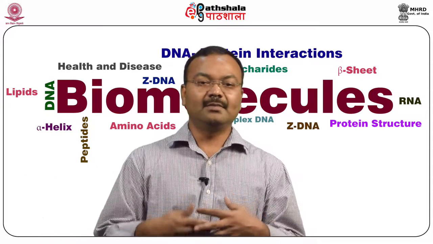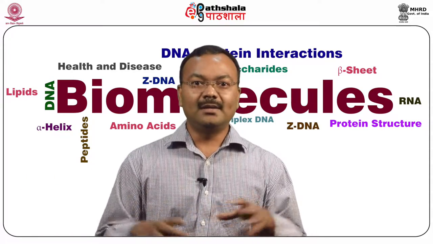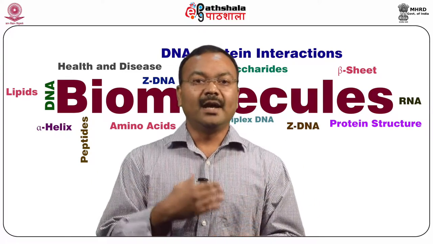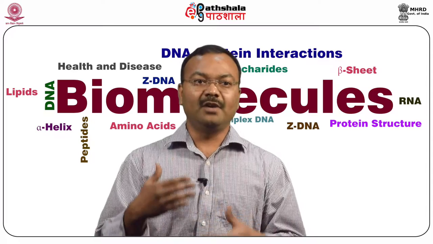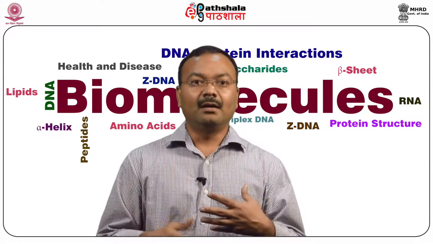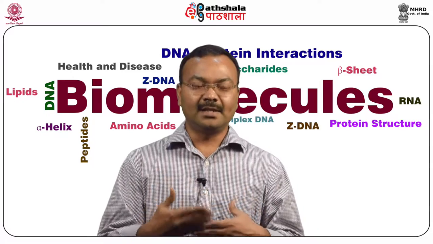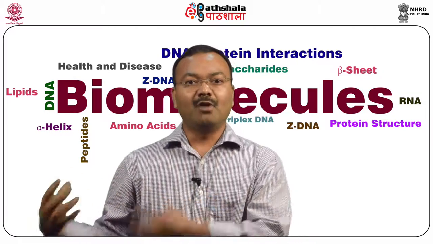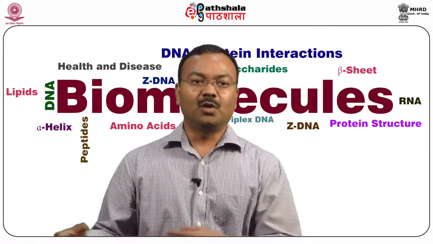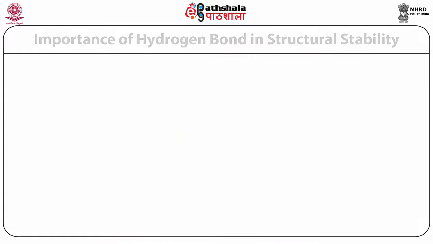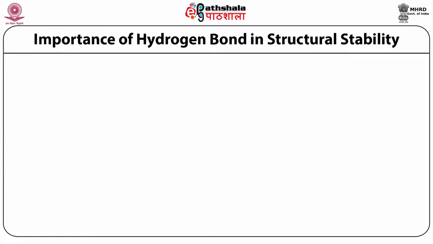So what does it explain? It explains that in the hydrophobic environment of chloroform, NMA, N-methylacetamide, forms a dimer. That clearly says that N-methylacetamide is not forming hydrogen bonds when it can form hydrogen bonds with water. It only forms hydrogen bonds when there is a hydrophobic environment. That is the importance of hydrogen bonds in structural stability we can discuss.